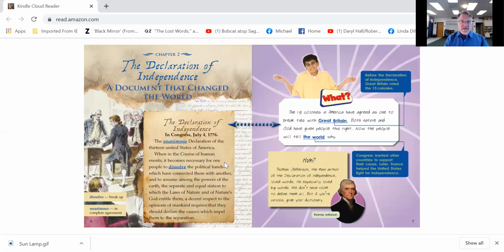So that's the beginning of the Declaration. The 13 colonies in America have agreed as one to break ties with Great Britain. Both nature and God have given people this right. Now the people will tell the world why. And again, Great Britain ruled the 13 colonies before the Declaration of Independence. Congress wanted other countries to support their cause. Later, France helped the United States fight for independence.